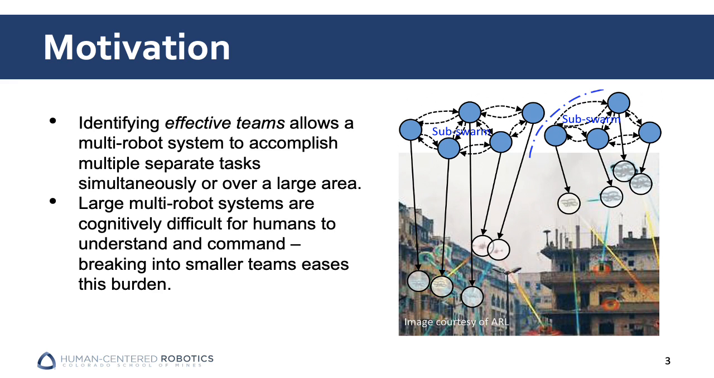And large multi-robot systems are difficult for humans to understand. A human may not know the best way to divide a multi-robot system to accomplish multiple tasks, but we can do this by creating a unified representation.